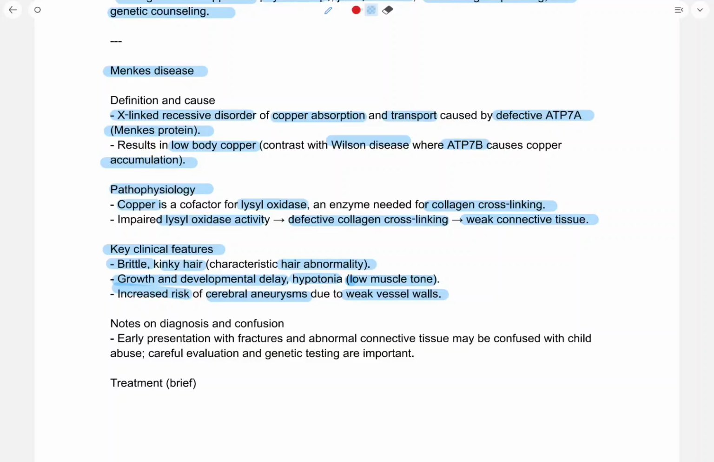The main note on diagnosis and confusion: early presentation with fractures and abnormal connective tissue may be confused with child abuse. When a child presents, it may seem like there is abuse, but these are symptoms of Menkes disease. So careful evaluation and genetic testing are very important.